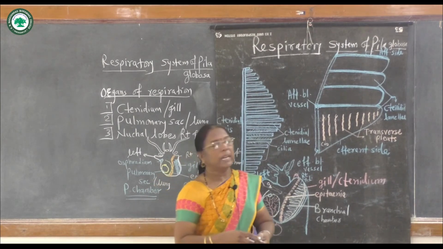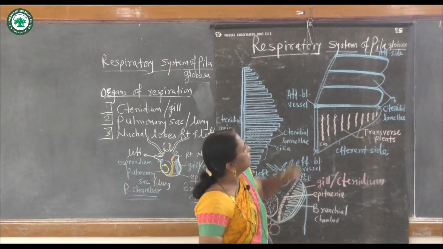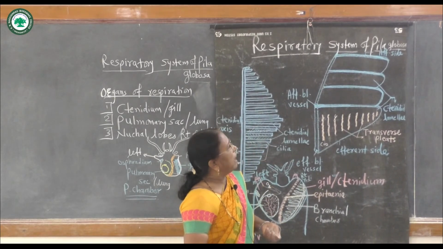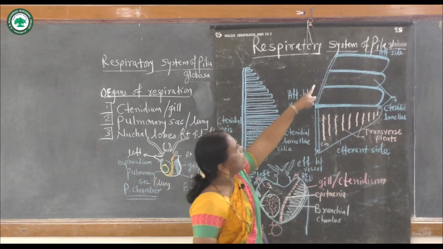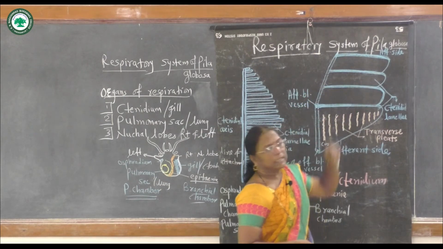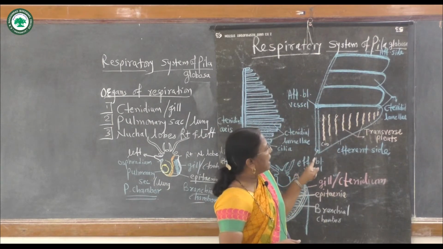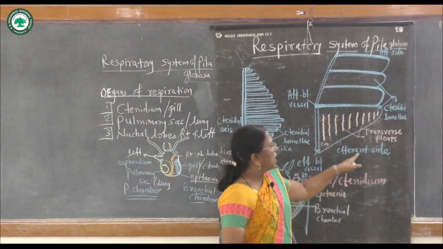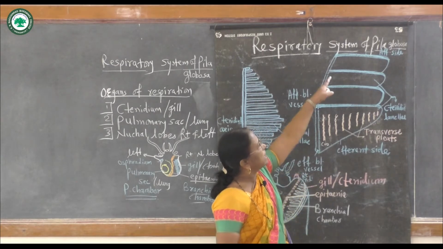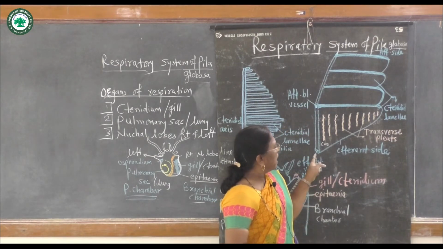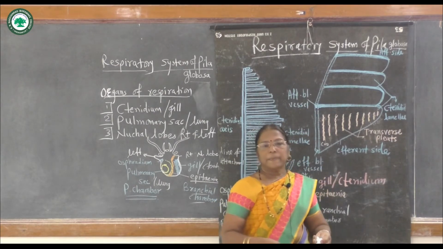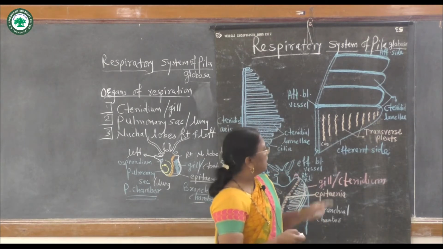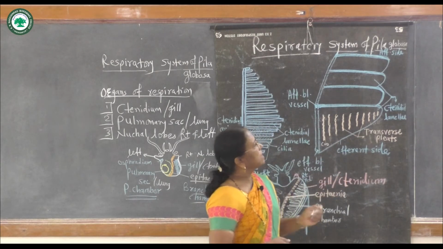Here you can see it in the large diagram. Each lamella has a small afferent side, that is the right side, and a large left side called the efferent side. The right side is called the afferent side, and the left side is called the efferent side. This is large, that one is small.